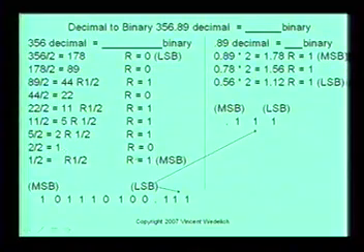2 divided by 2 is 1, 0. 1/2. You put the 1 there, and that's your word. 1, 0, 1, 0, 0. Next, we'll do the decimal side, 0.89 decimal.